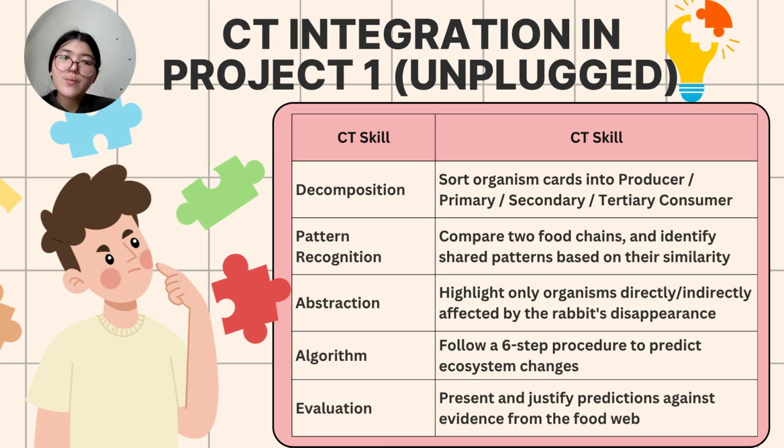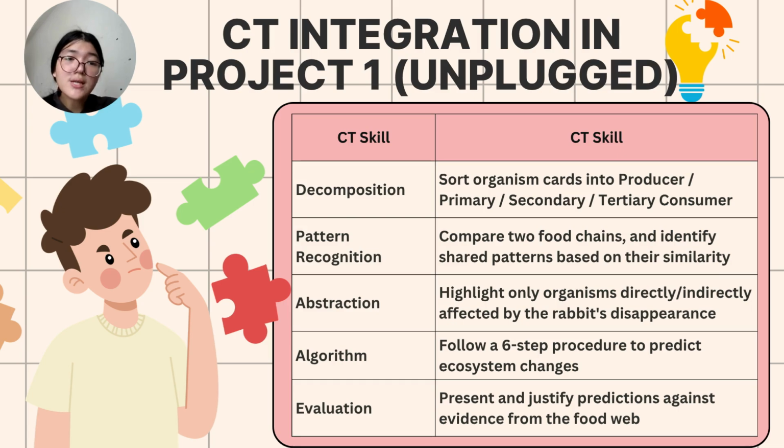Next, for abstraction, when the teacher announces that the rabbit population has disappeared, the students need to examine the complete food web by highlighting only the organisms connected to the rabbits, like grass and frogs, while ignoring the organisms that are not relevant to that specific problem. For algorithm, students follow a six-step logical sequence that involves identifying the removed species, tracing connected organisms, and predicting direct effects and indirect effects. Then the students also need to explain their reasoning and record their answers.